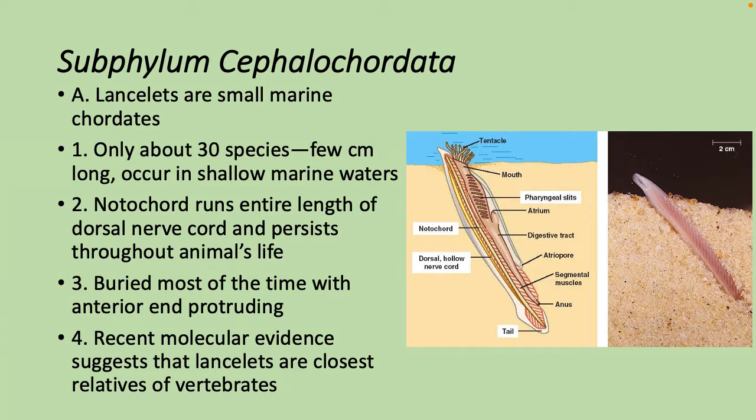Second subphylum is Cephalochordata. Lancelets are what make up the Cephalochordata. So there's only about 30 species. Shallow marine waters. The notochord runs the entire length, persists throughout the animal's life, and they tend to bury themselves with their anterior portion extruding out. So recent molecular evidence suggests that maybe lancelets are the closest relatives of the vertebrates, which is what we'll jump into in the next section, vertebrate chordates.